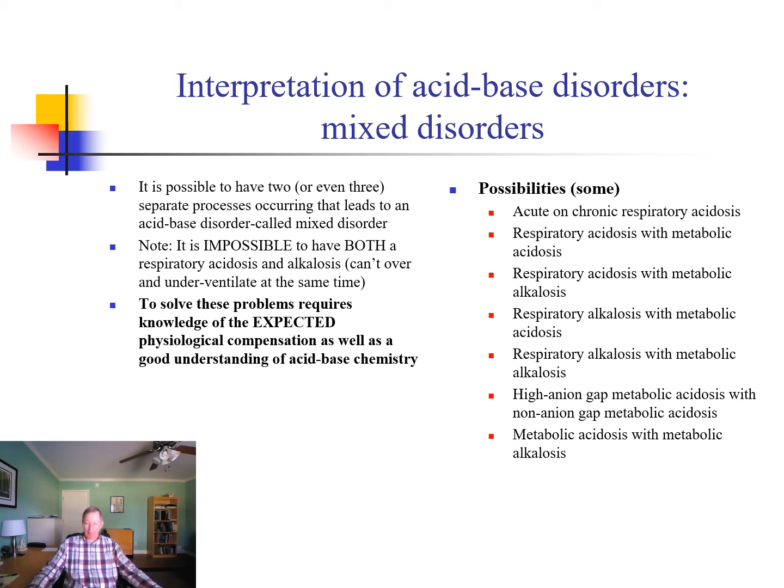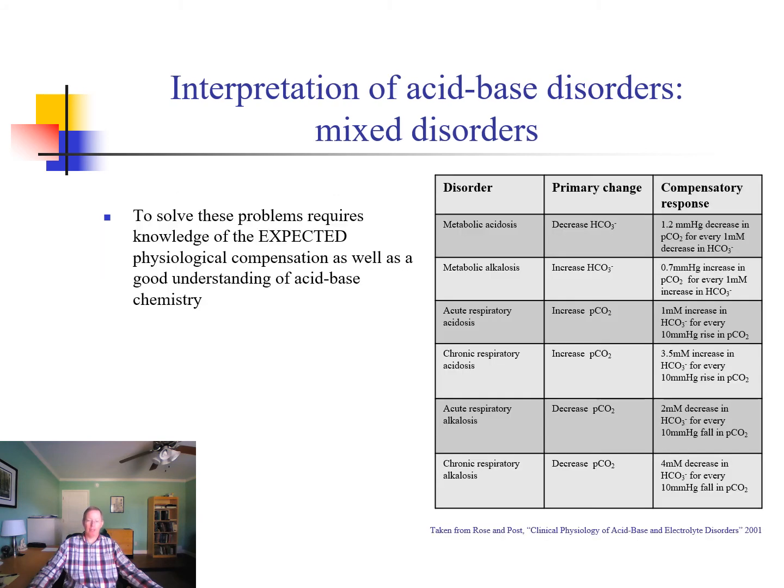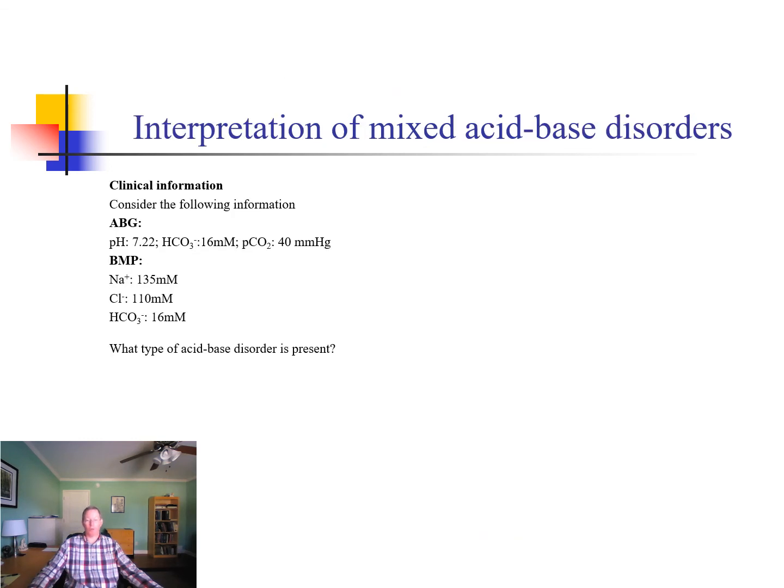So I can have mixed acidosis, alkalosis, metabolic, respiratory. The only thing I cannot have is a mixed acute respiratory acidosis and alkalosis, because I can't hypo and hyperventilate at the same time. Remember that the tables that exist that talk about these compensatory changes are essential for solving these problems. And let's work on it.